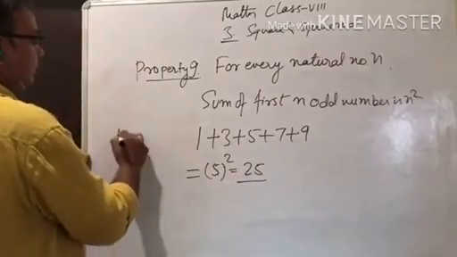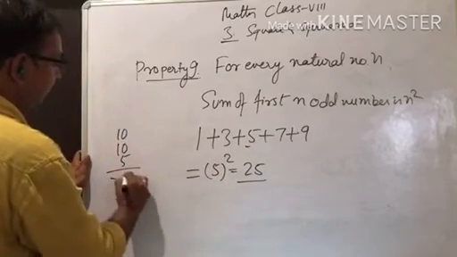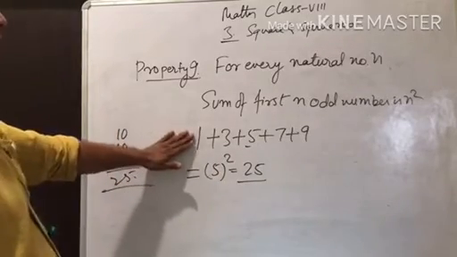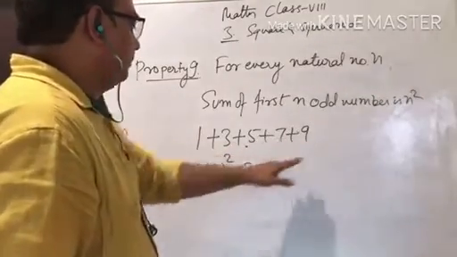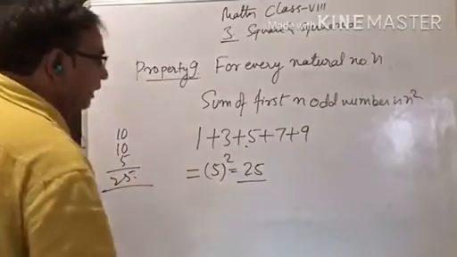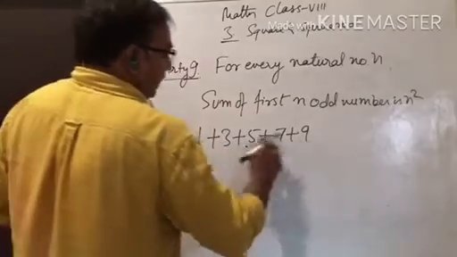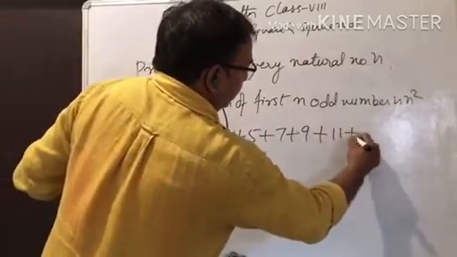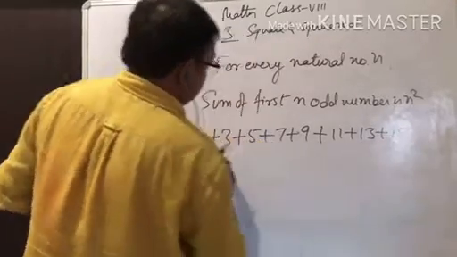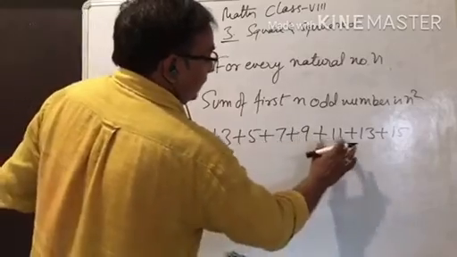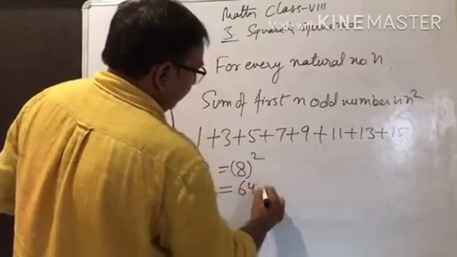9 plus 1 is 10, 7 plus 3 is 10, and the center number is 5. 25 is the answer. You can just calculate by counting the numbers 1, 2, 3, 4, 5. So it will be 5 square. Okay, if you increase the numbers, see 1, 3, 5, 7, now 11 plus 13 plus 15. So just count 1, 2, 3, 4, 5, 6, 7, 8, which is equal to 8 square, and this is 64, the answer.